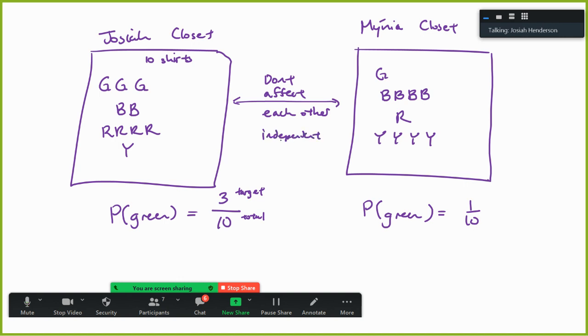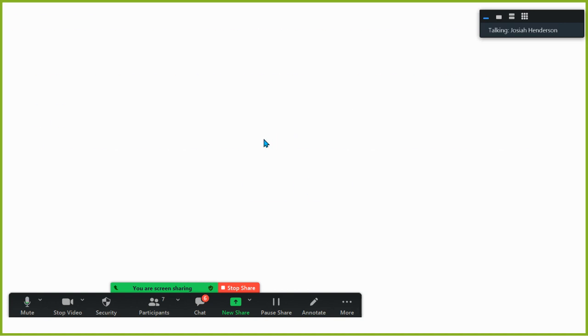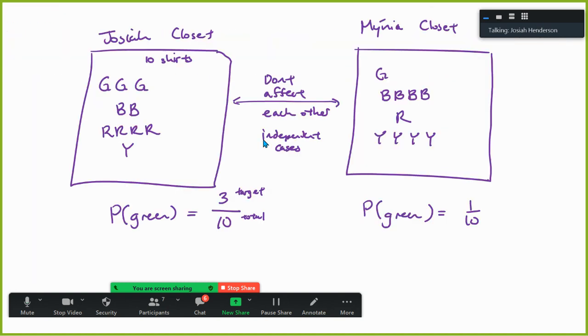Okay. Is so far so good, or any questions, please? No, so far so good. Independent probabilities, independent cases, independent scenarios, right? So now let's wrap this together. Let's say to mix this with yesterday's work with independent dependent events, we've established that these are independent cases. So therefore, what is the probability? Okay, I'm gonna change to red. What's the probability that Josiah picks a green and Mania picks a green?